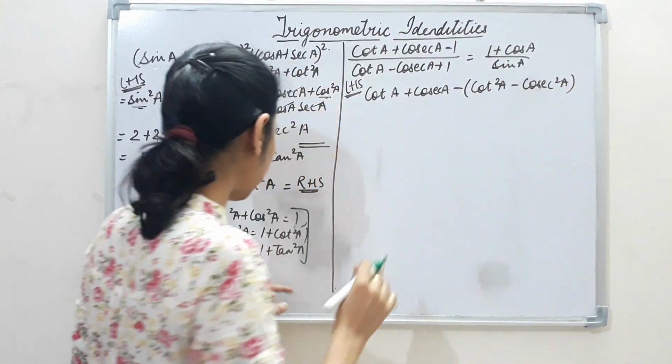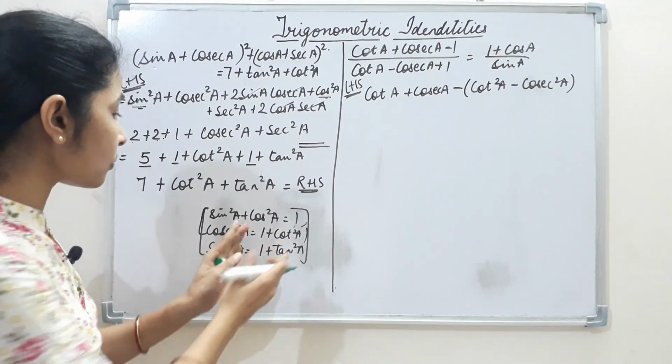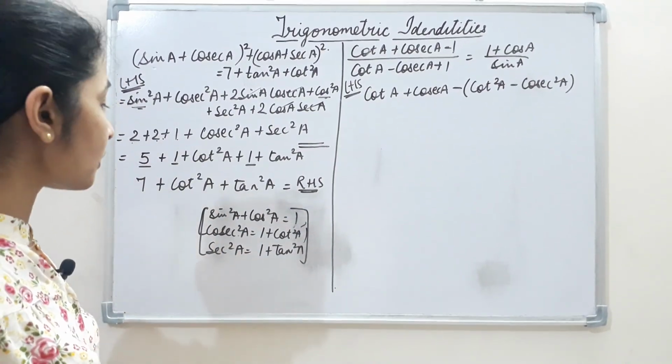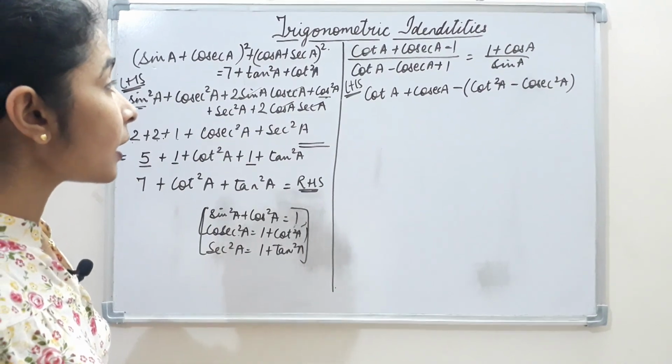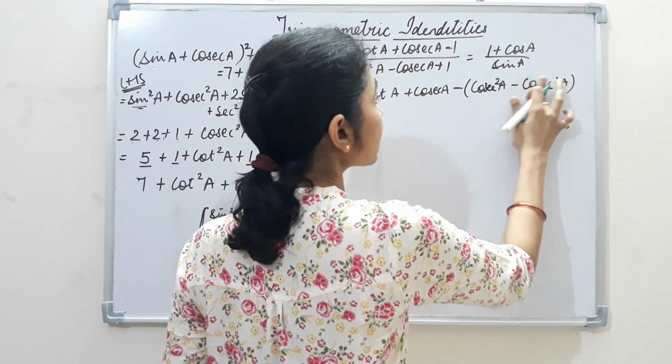I've already written the identity here. Cosec square A is equal to 1 plus cot square A. So if I bring the cot square A here, I get cosec square A minus cot square A is equal to 1. Again I have written the opposite thing. Wait a minute. Cosec square A minus cot square A.